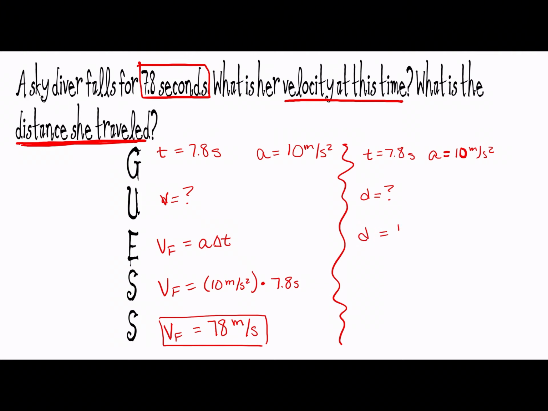The equation is d equals 1/2 acceleration times t squared. So we can substitute 1/2 times 10 times 7.8 squared, and the distance that she traveled was 300 meters.